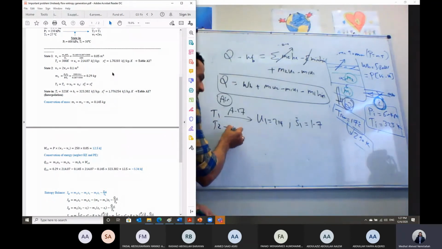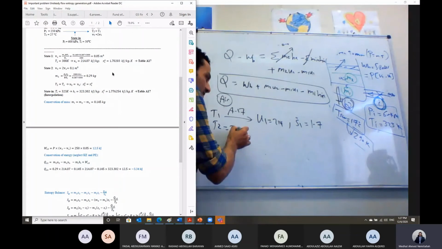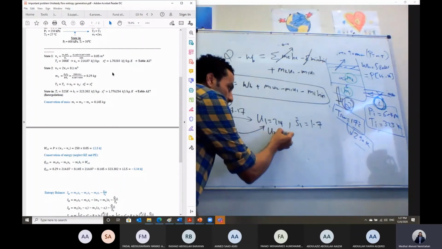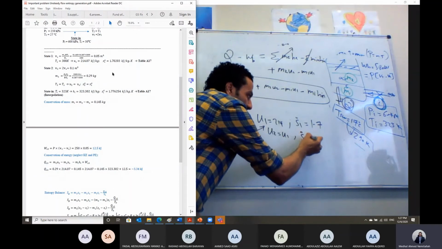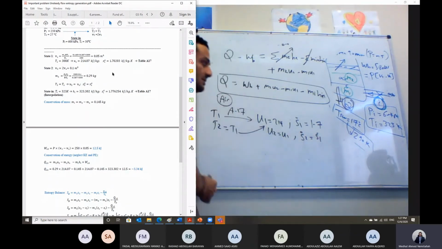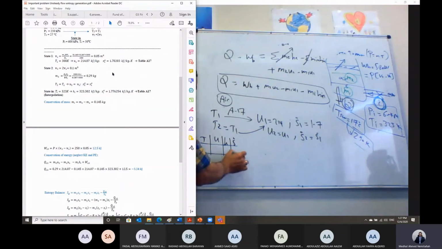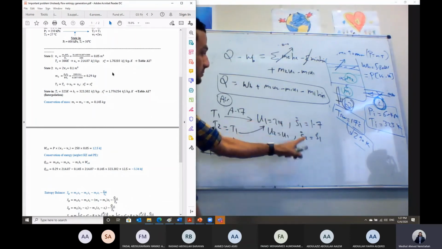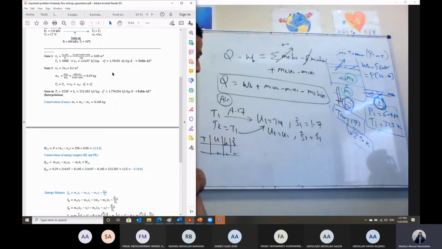But what about at point 2? We have T2 is the same as T1. That means it should have the same internal energy. So u2 is the same as u1, and s naught 2 is the same as s naught 1. If you look at table A17, at a given temperature, you get the value of internal energy, enthalpy, and also the entropy, s naught. At the same temperature, you should have the same values, same internal energy, same enthalpy, same standard entropy. So at the temperature T1, I can get u1, which is the same as u2, and s naught 1, which is the same as s naught 2.